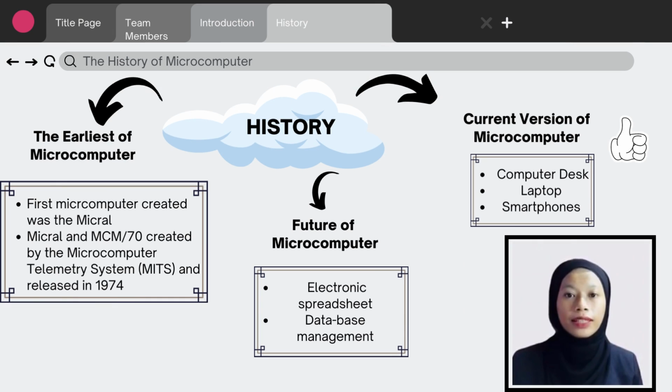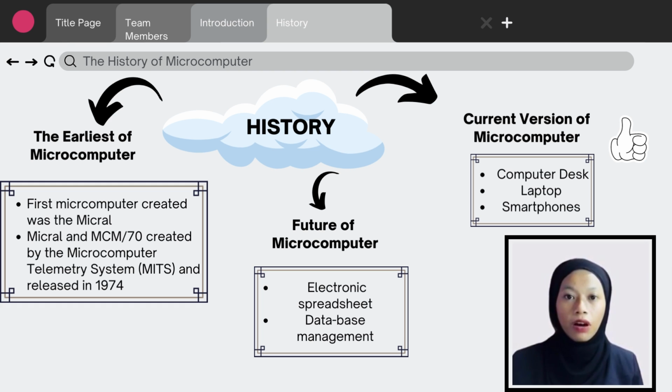Next, we go to the history of microcomputers. History of microcomputers has three parts, which are the earliest microcomputers, the current version of microcomputers, and the future of microcomputers. For the earliest microcomputers, the first microcomputer created was the Micral, the MCM/70, created by the Microcomputer Telemetry System (MITS) and released in 1974.